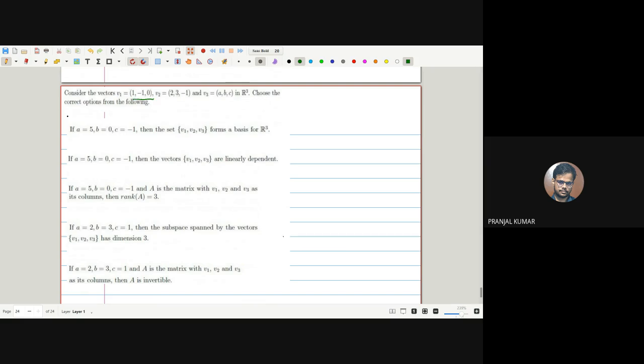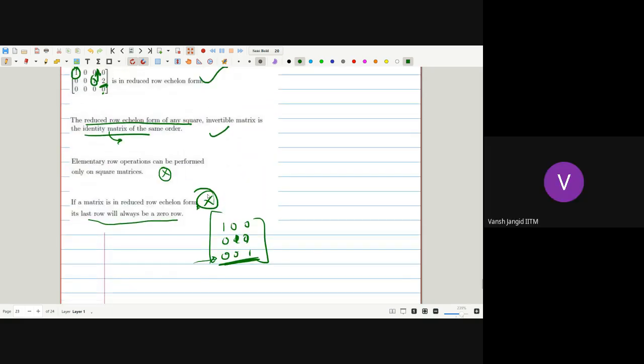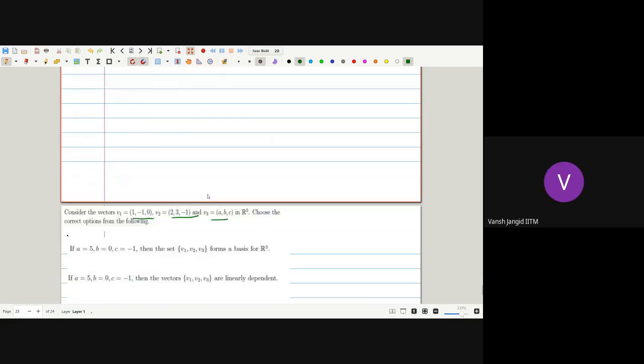They have given you 2 vectors and have one V3 vector. Yeah, the reduced row echelon form of a square matrix can have a zero row at the last, right? The reduced row echelon form of an invertible square matrix will always be the identity matrix. Yes, my bad.